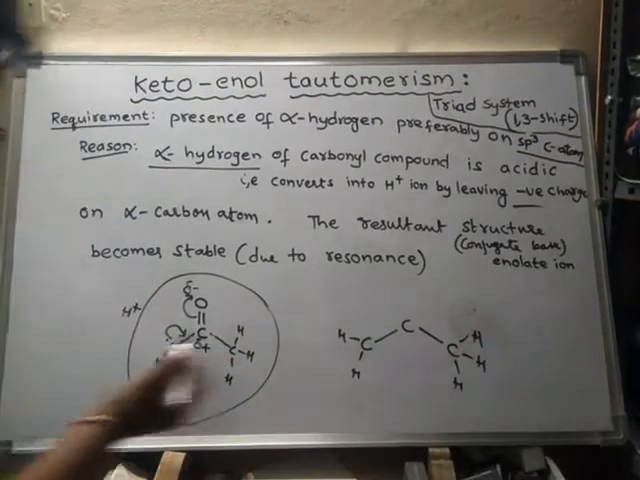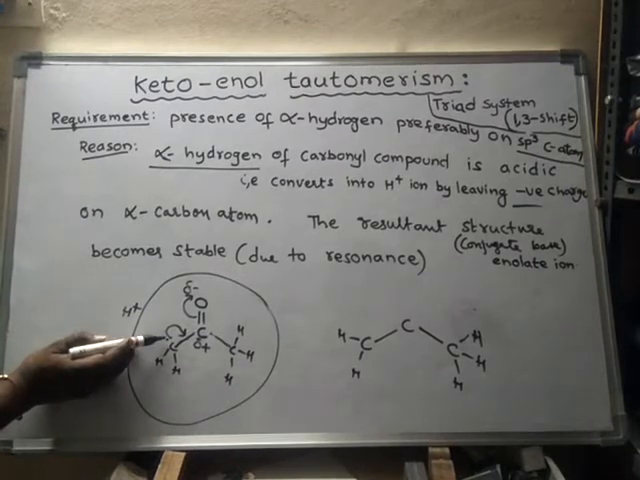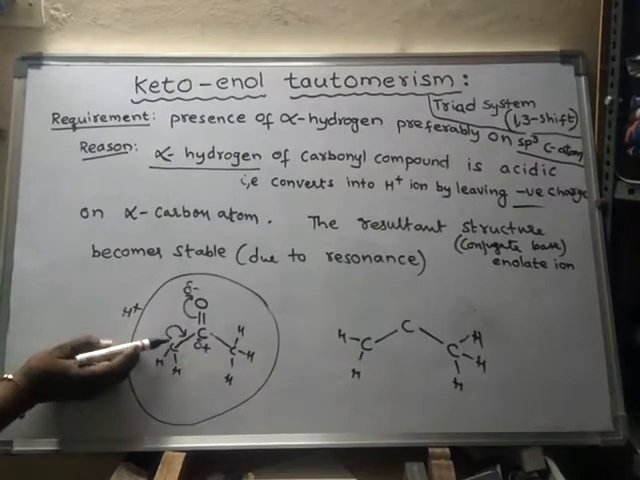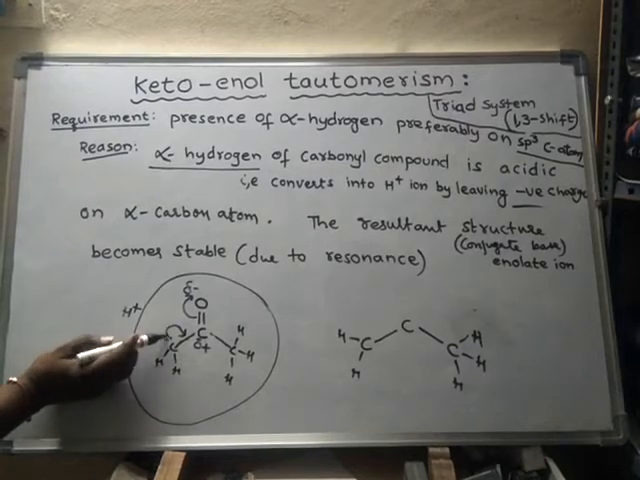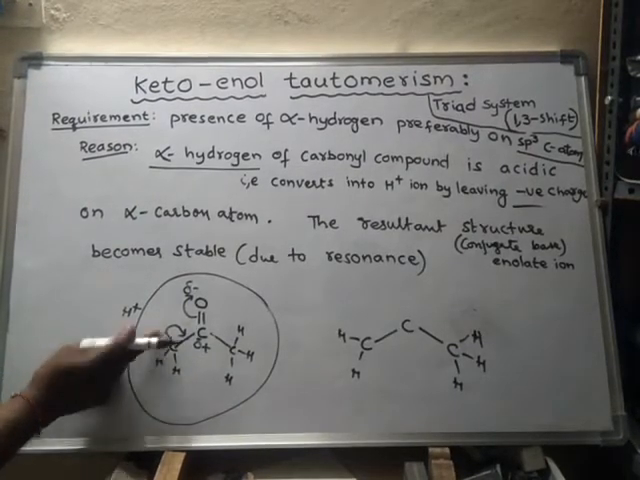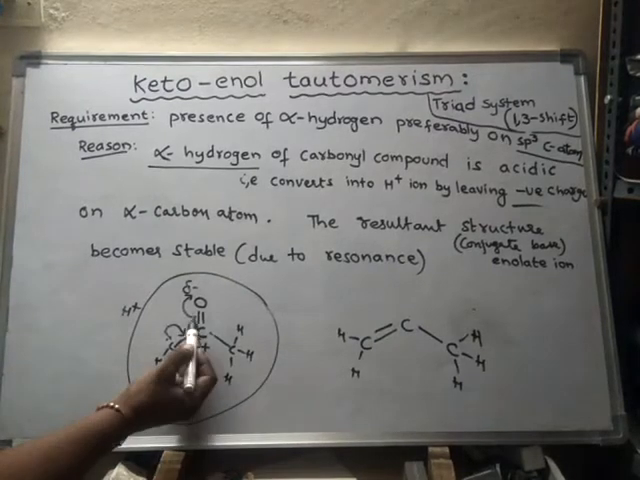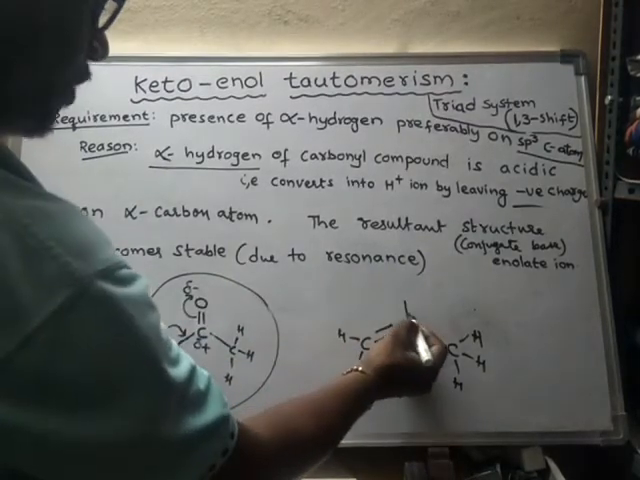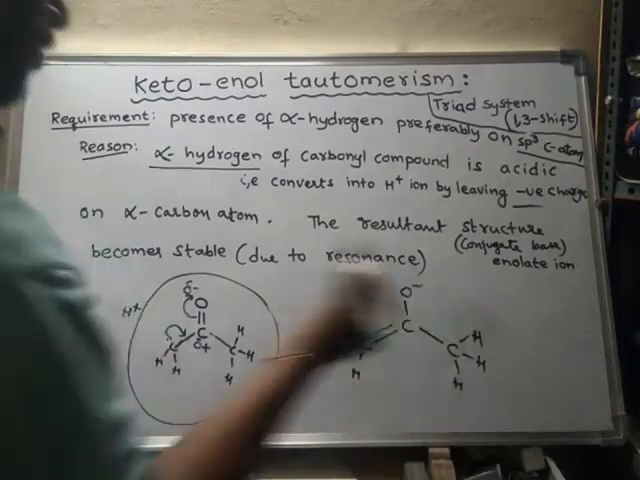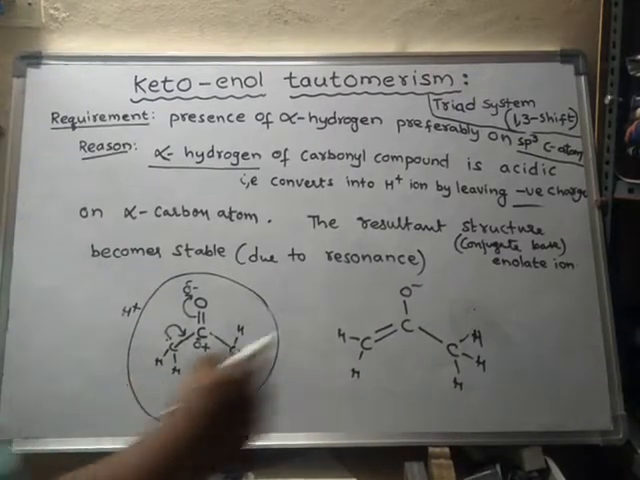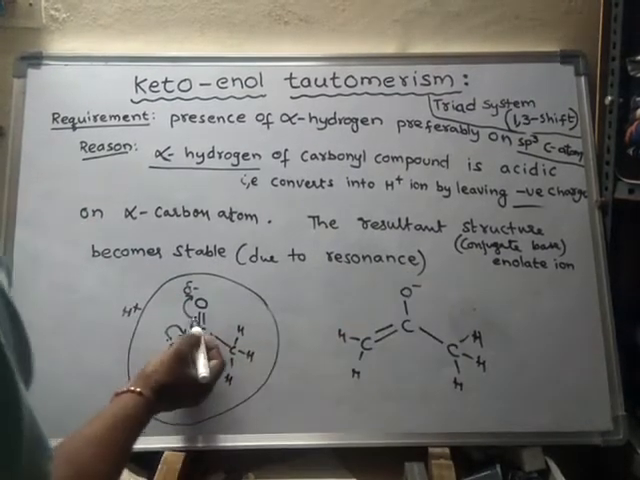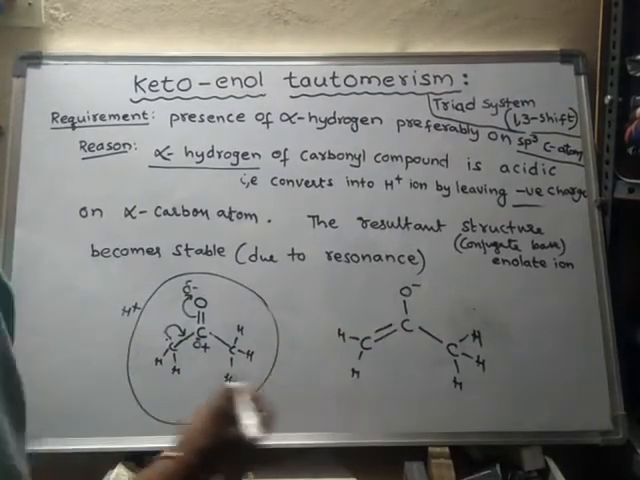So what happened? A pair of electrons, the lone pair formed from the bond, will migrate and form a pi bond between these 2 carbons. Now this pi bond will move onto the oxygen to form O minus. That means this bond is shifted to the oxygen and it forms O minus.